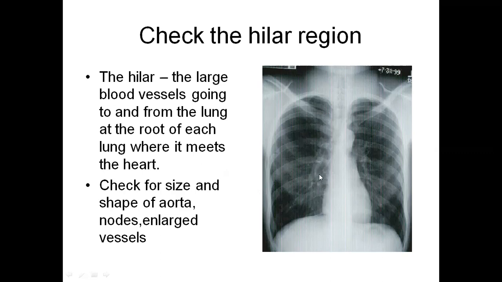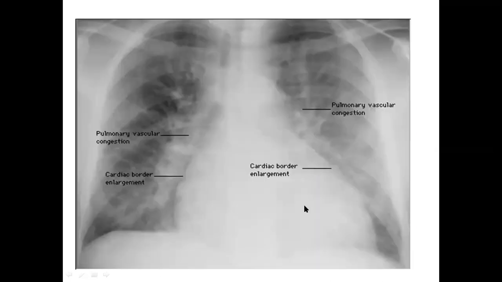We have to check for the size of the aorta. I said this is the aorta, and the aortic knuckle. That is the arch of the aorta. Okay, we have to check for lymph nodes also. We should also check if there are any enlarged blood vessels. This is a normal hilum, okay, where we are finding the normal shadow of the blood vessels and the tracheobronchial tree.